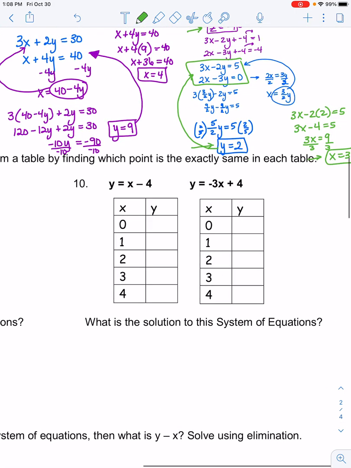Okay, now this one, we're going to have to do a little bit of work because we don't have complete tables. But they've given us the equation, so we just need to plug in these inputs and figure out what the outputs are.